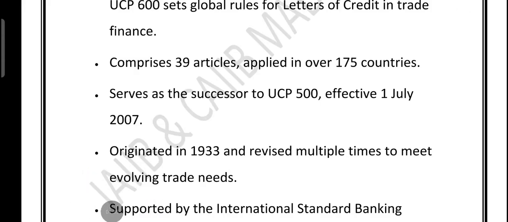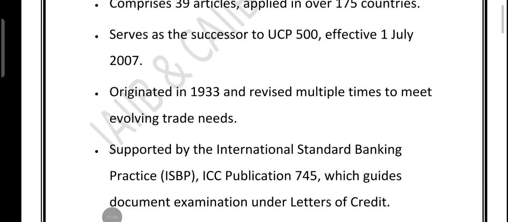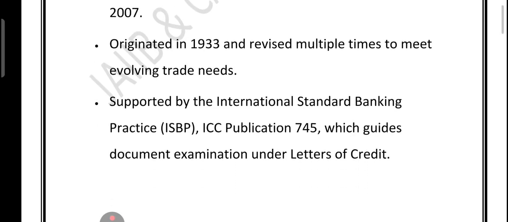The idea is not new. We are talking in the context of UCP 600, so the idea is not new. It actually started way back in the year 1933, and since then it has been updated many times to keep up with how trade works today.